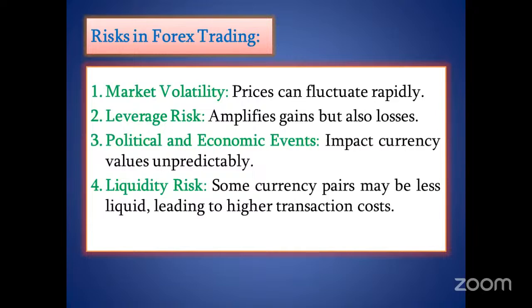Another thing is risk in forex trading. Risk also exists in the forex market when dealing with countries. What are the problems? Let's see market volatility: prices can fluctuate rapidly. Economic conditions differ from country to country. For example, in Ukraine and Russia a war is going on now. Here, market volatility means everything can suddenly increase, or sometimes be demolished. So market volatility is an important factor in this, along with leverage risk.